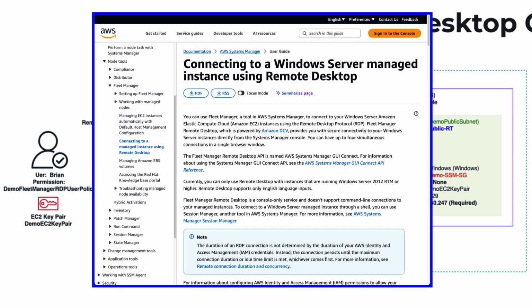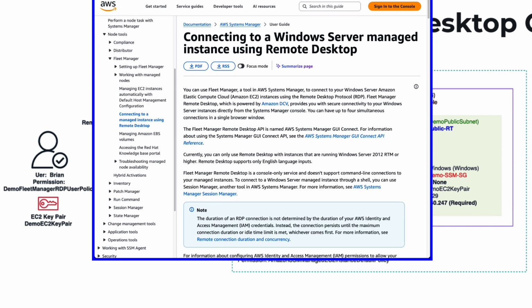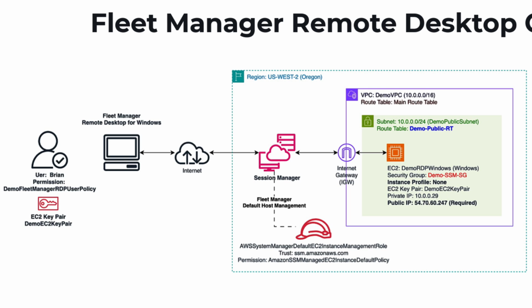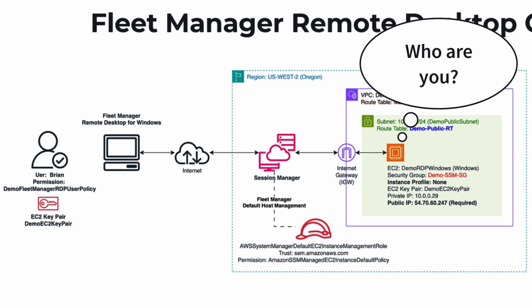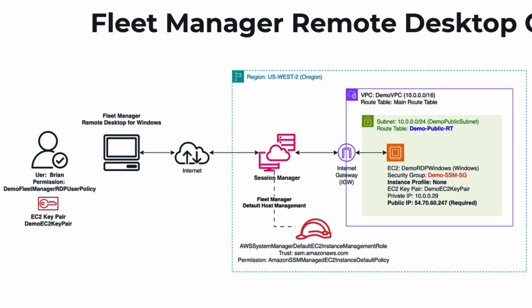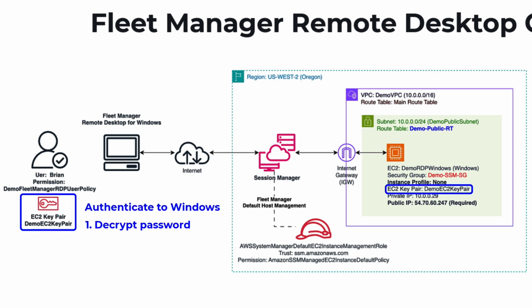There are some limitations, such as it only works with Windows Server 2012 RTM or later. You can see the full requirement on the Fleet Manager documentation. When you connect using Fleet Manager's RDP, you need to authenticate to the Windows server. Note that this is not the IAM user you are logged into for the AWS console. You can get this Windows credential in one of three ways. First is to decrypt the administrator username and password using the EC2 key pair file you specified when you first launched the EC2. Another option is to provide the EC2 key pair file directly on the Fleet Manager console.